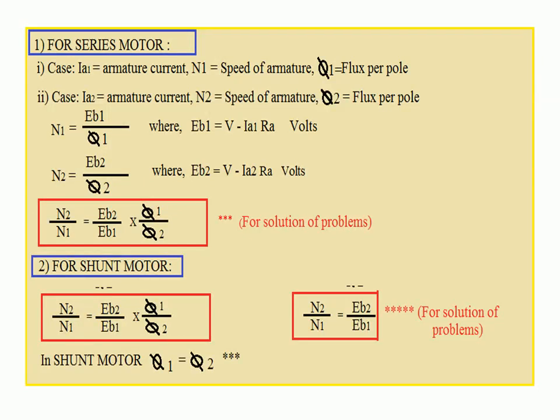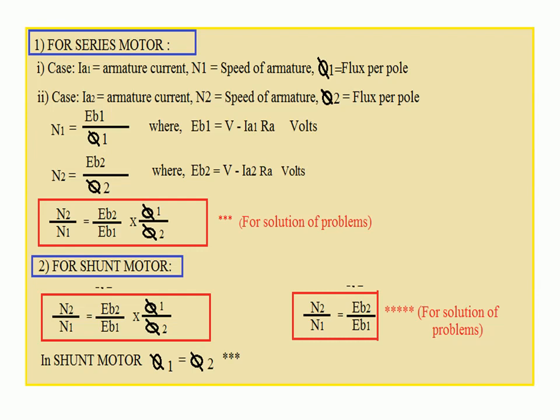Now for a series motor we consider the same expression, that is N is proportional to back EMF and at the same time inversely proportional to flux. We have to consider two cases of the armature current. Case 1: Ia1 is the armature current, N1 is the speed of the armature, phi1 is the flux per pole. Similarly case 2: Ia2 is the armature current, N2 is the speed of the armature in revolutions per minute, phi2 is the flux per pole.